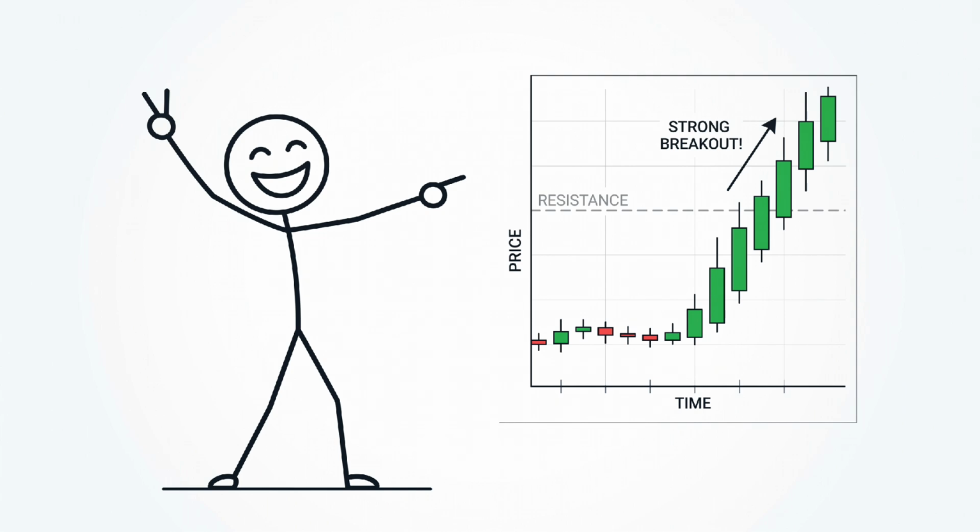Phase 2. Public participation. The main event. Supply dries up. Price breaks the range. Momentum kicks in. News turns positive. Trend followers pile in. On the chart, big candles, clean direction, expanding volume. This is the longest, strongest phase, and where money is made.